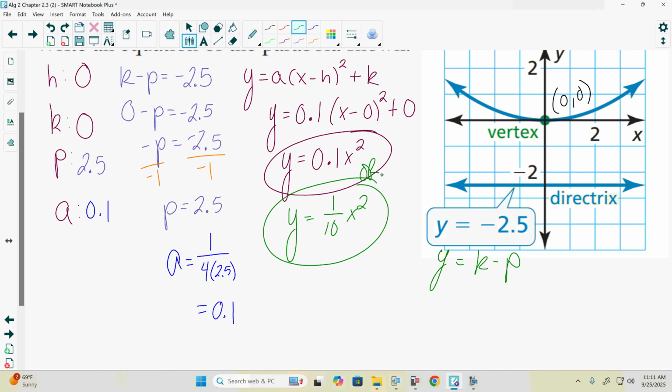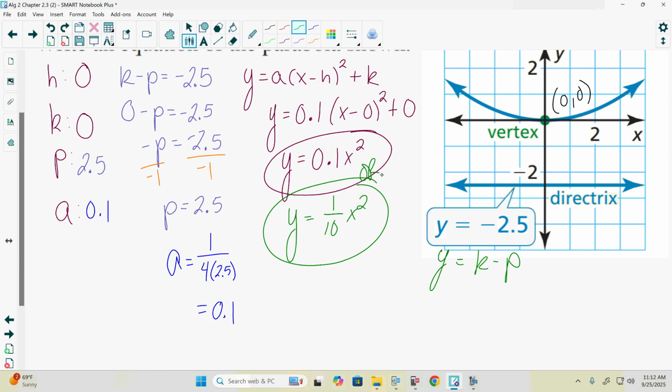So we'd want it as an improper fraction or a decimal for an equation. We don't want mixed numbers. Yeah, so the one in green, I just converted 0.1 to a fraction, which is 1/10. One or the other, I don't need both.